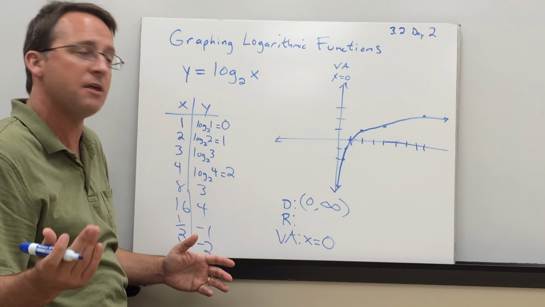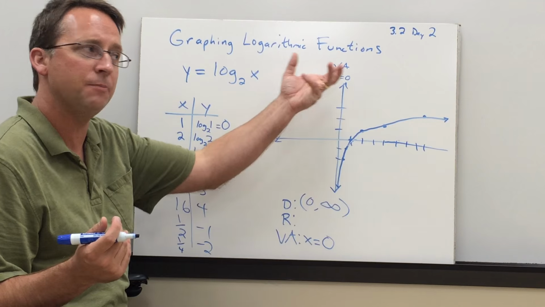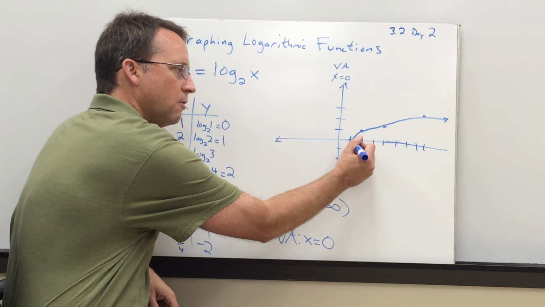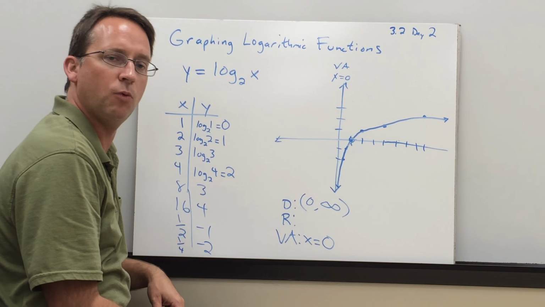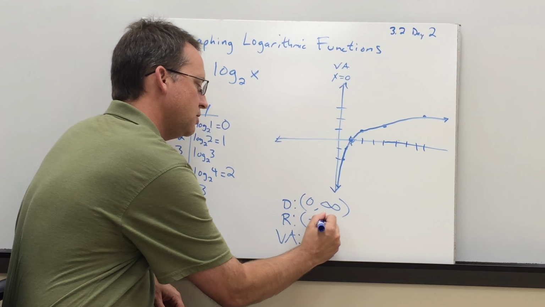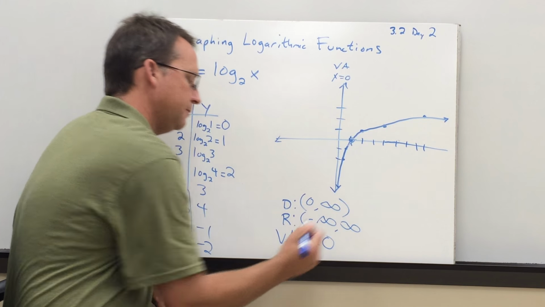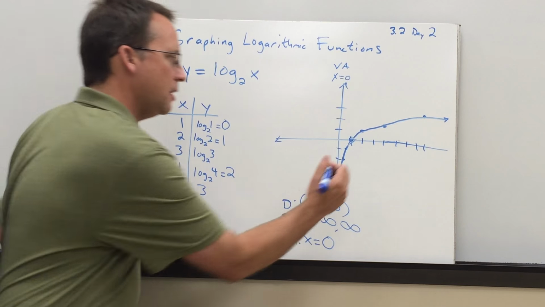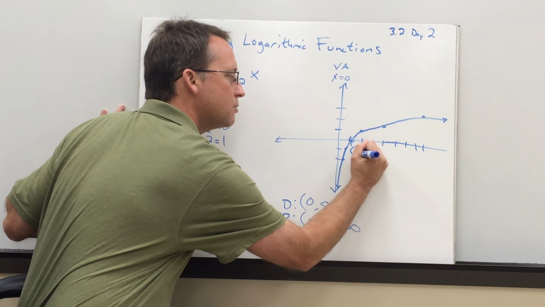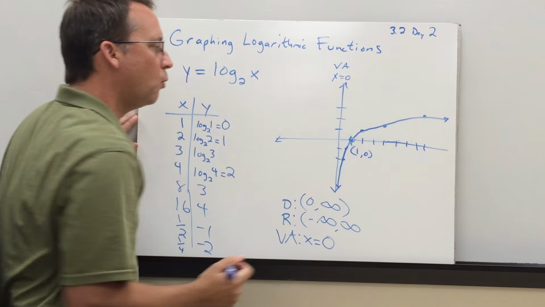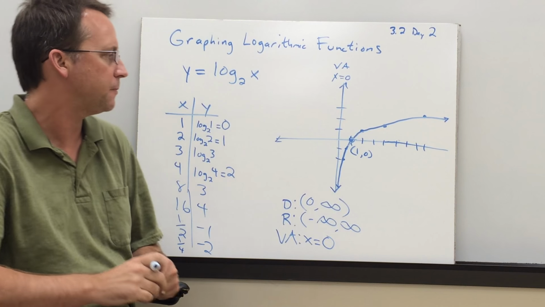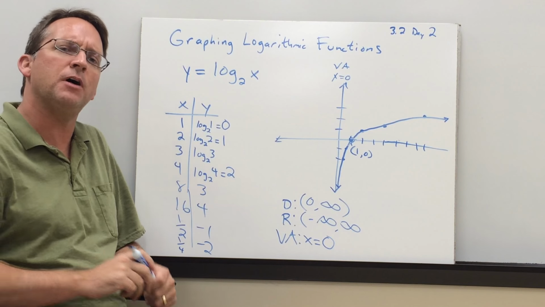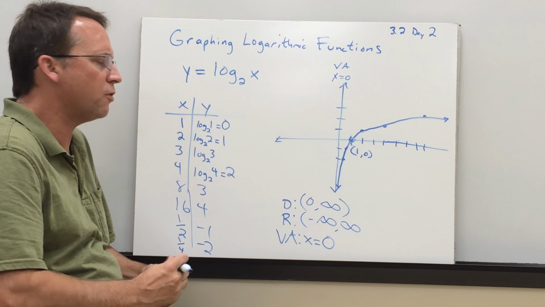Now range can be anything. I can get negative outputs, I can get positive outputs, I can get a 0 output. I've got that x-intercept of 1. So the range is going to be all real numbers. All right, so there's your domain and range. And then I mentioned there was an x-intercept, when x is 1, comma 0. Right? So that's the basic shape of what one of these log functions looks like.